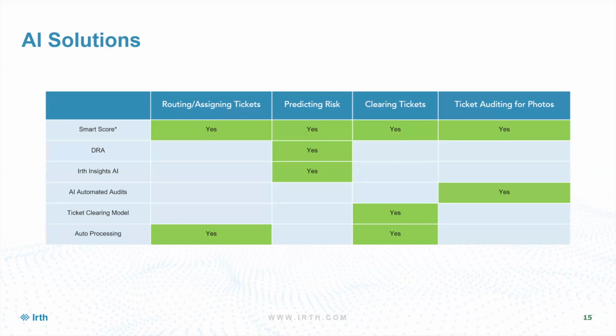But what we've also built now with this ticket clearing model, this AI model that we're working on right now, it really does what a human brain does. It looks at tickets as if a human would look at it to decide what to do with the ticket. So if there's additional variables and even things that you clear on outside of just auto processing Smart Score, that's what the ticket clearing model does.